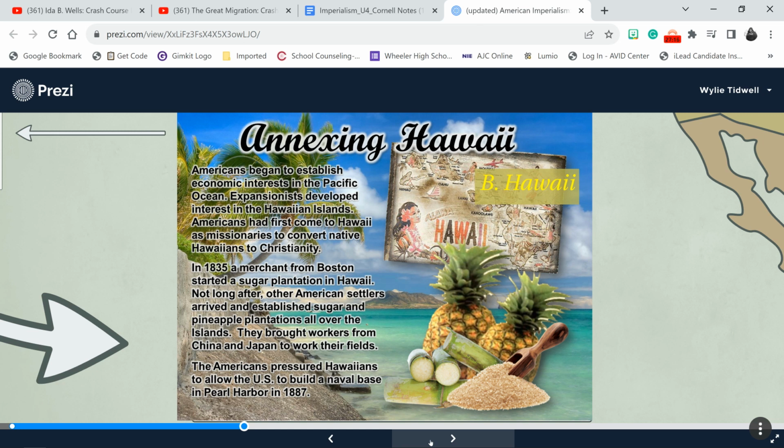Not long after, other American settlers arrived saying, yo, we can make some money here. So now we start getting the American influence. Remember the Mexican-American War? Remember Texas? We did the same thing, didn't we? Y'all see how history repeats itself? Literally, the United States started getting into Texas, then the Americans started saying, you know what? We're all here. We might as well make this a state. It's kind of what happened with Hawaii. The Americans pressured the Hawaiians to allow the U.S. to build a naval base in Pearl Harbor in 1887. So remember, reasons for expansion: money, right? We got that with sugar, yes?